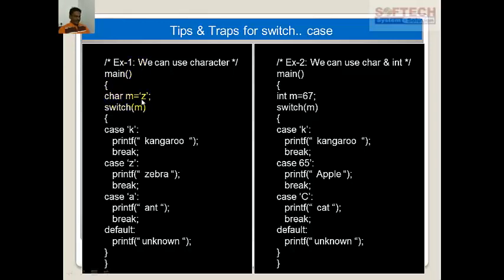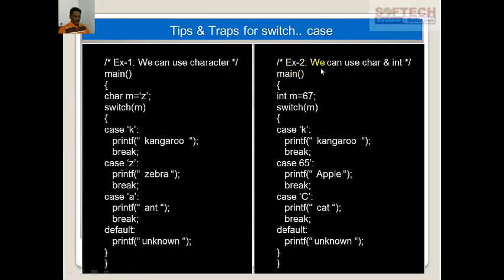Character m equal to z. Switch m. The m value is z, so the case z is executed. This block is executed, so display zebra. Then it comes out of the switch block, and it comes out of the main.